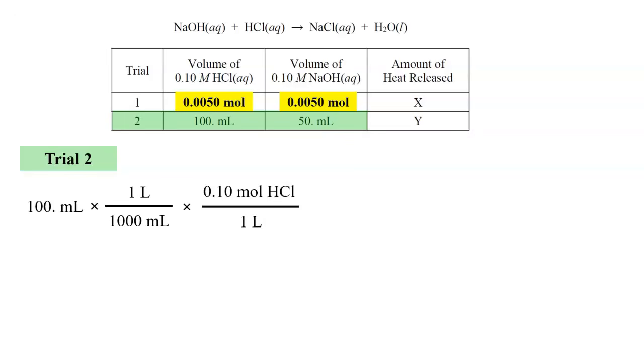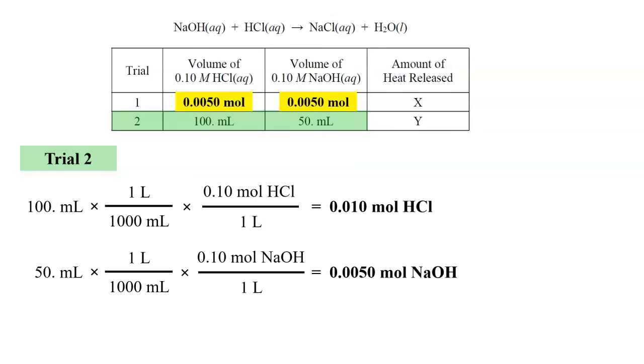So 100 divided by 1,000 times 0.1 gives me 0.010 moles of HCl, but the number of moles of sodium hydroxide in trial 2 is the same as it is in trial 1. Now you might think, how does this affect the amount of heat released? But this has to do with something you learned back in Unit 4.